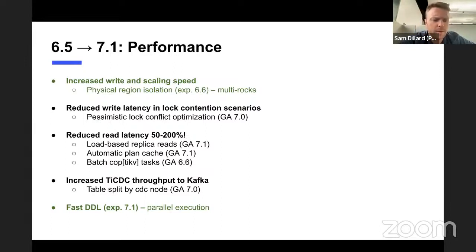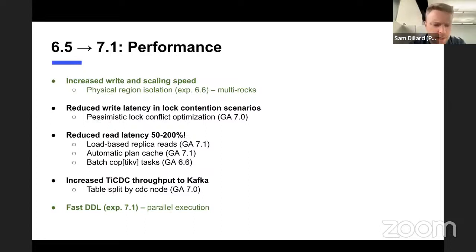And that one, so I mentioned 50 to 200%. All three of these performance optimizations, in the circumstances they apply to, fell within that range. And I think the load-based replica read was the one that improved it by about 100%, so doubled or halved, I guess, the tail latency of these situations.